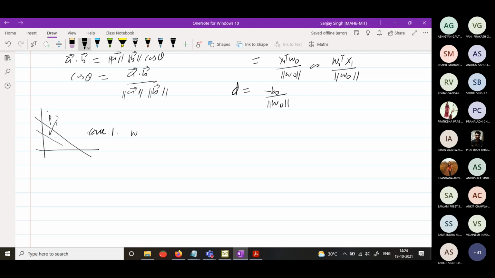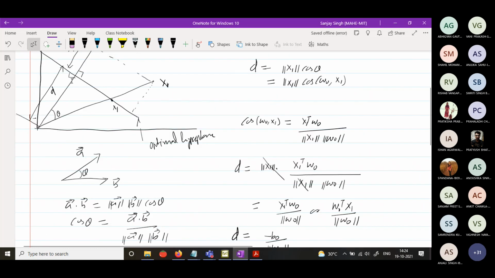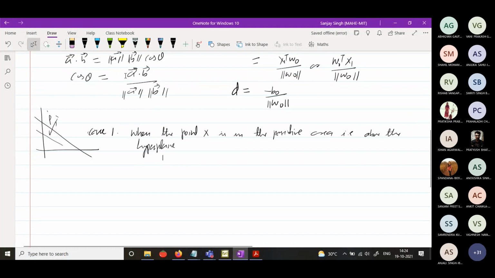What is case 1? Case 1 is when point x is in the positive area, that is, above the hyperplane. Above the hyperplane, sorry.